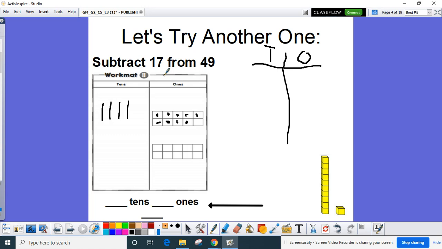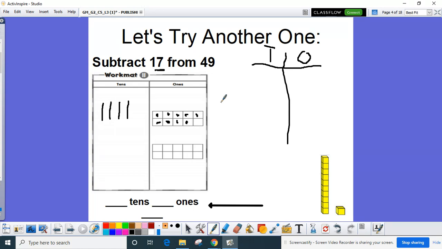When we subtract, where do we start subtracting first? In the tens place or the ones place? Right, in the ones place. Okay, so what number's in the ones place? 7. Now let's see. Can we take 7 ones from 9 ones? Yeah, we can. Because 7 is smaller than 9.